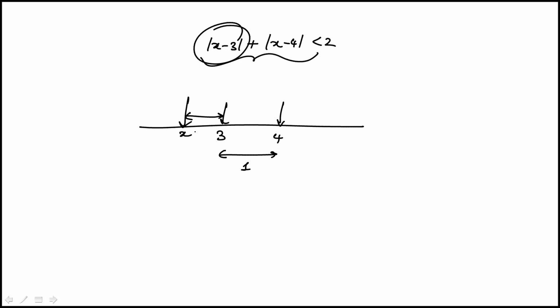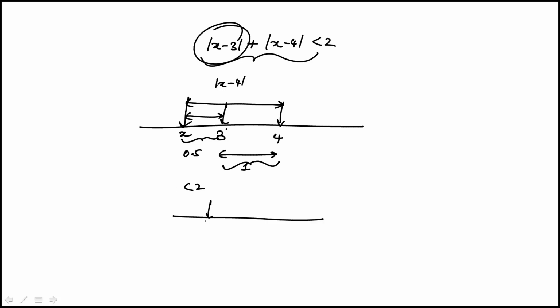So our first condition is if x is to the left of 3, then that distance plus that distance from x to 4, because that's absolute value x minus 4, needs to be less than 2. We know that this distance is 1, so that means the most this could be is 0.5. So 1 here, the farthest it could go to the left is 2.5. Has to be actually greater than 2.5. So that's one limit.